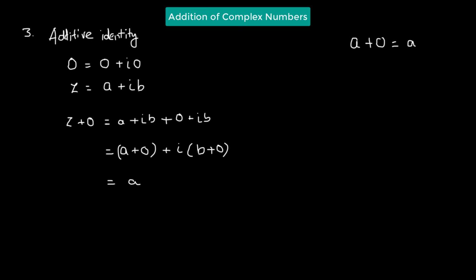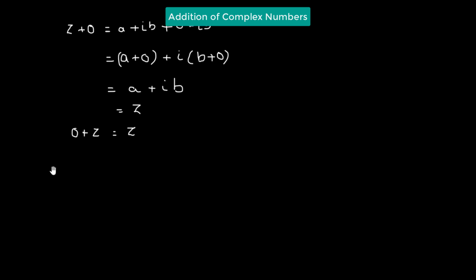So we know that a plus 0 is going to be equal to a, and b plus 0 is going to be b, which is giving us back the original complex number z. So that means 0 equal to 0 plus I0 is an additive identity. Similarly, we can say that when z is added to 0, we get back the original complex number z. Let's go to the fourth property, which is about the existence of an additive inverse.